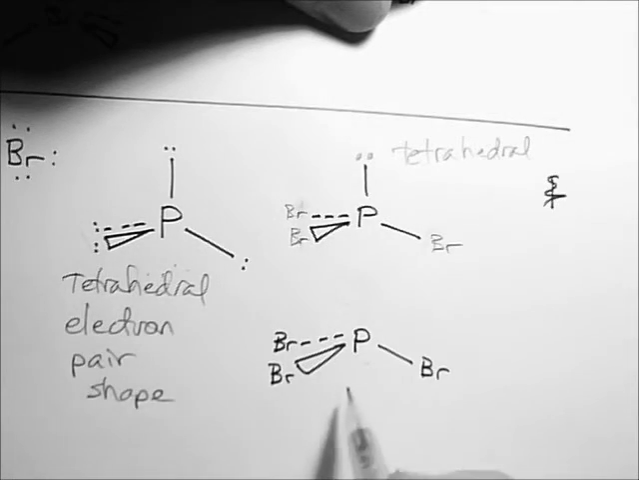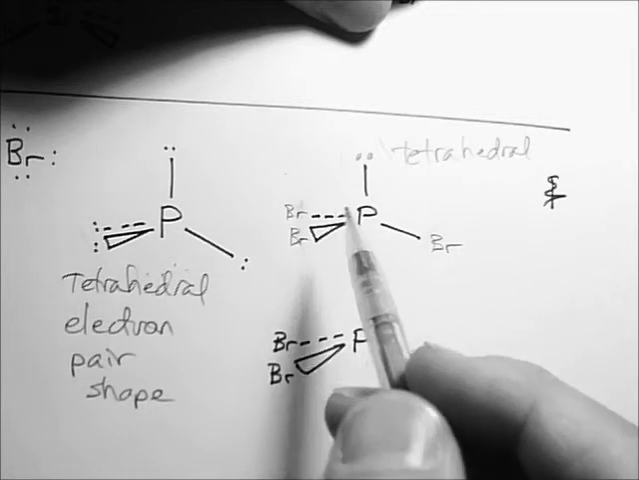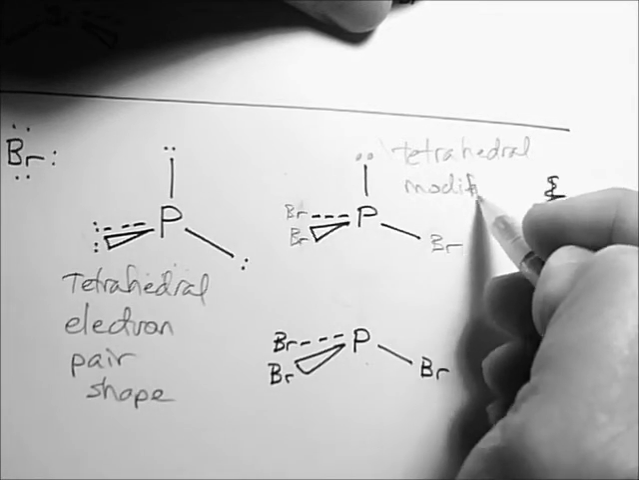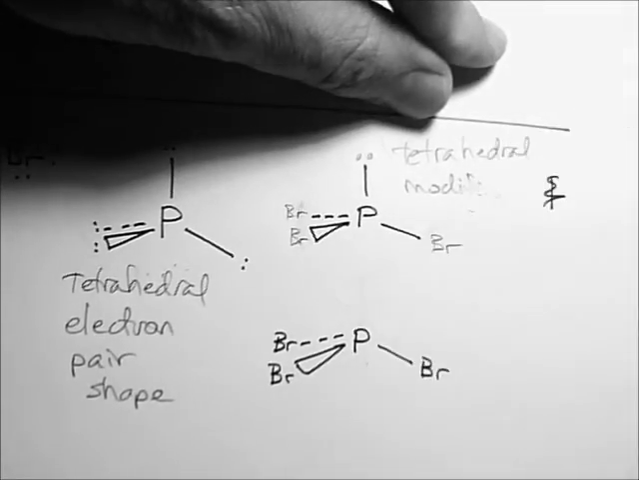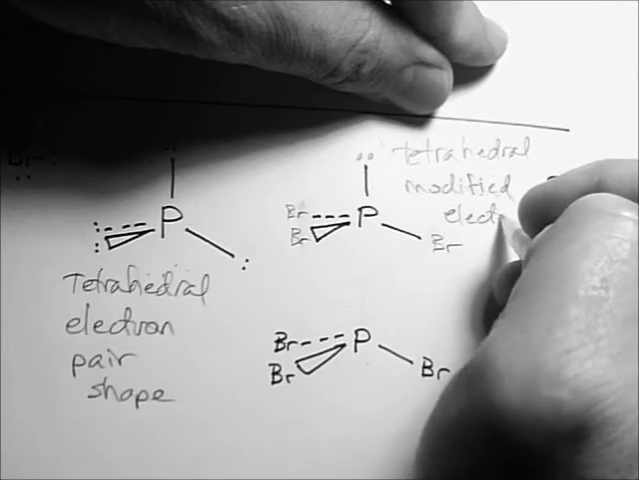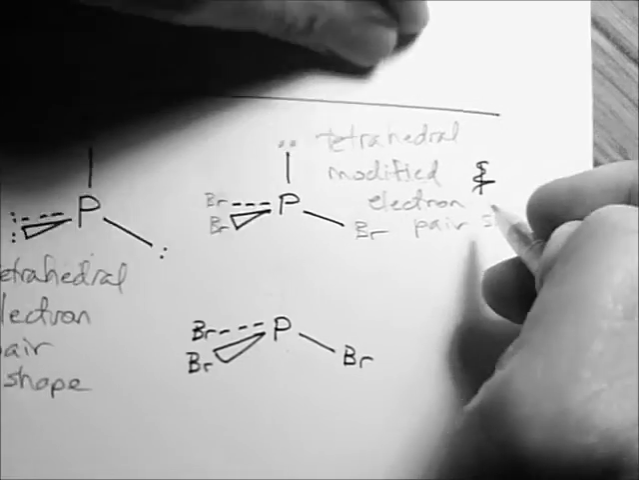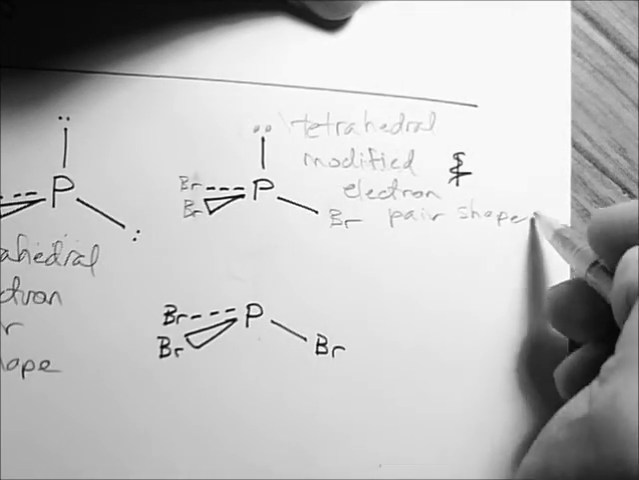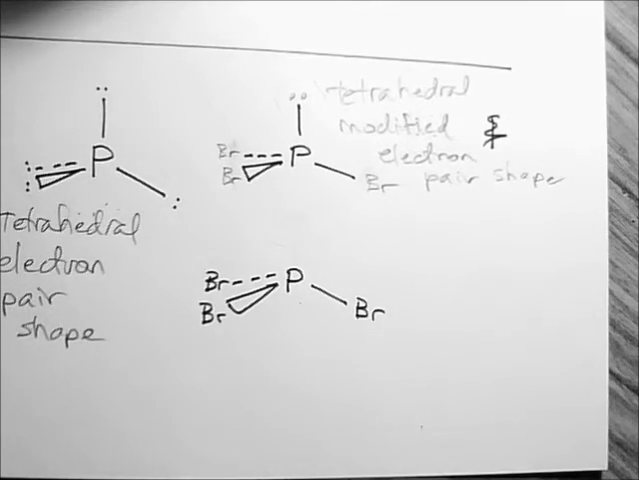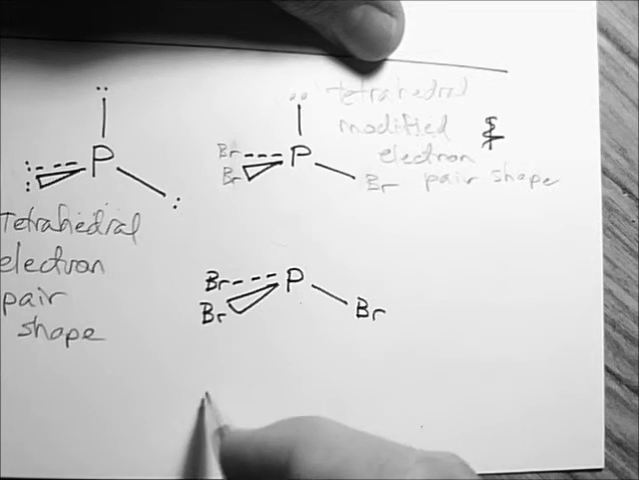No, this is not molecular yet. If we still have electron pairs on there, it's not molecular yet. This is a modified electron pair shape. Modified. But now this last structure, we did get rid of all the electrons. So since all the electrons are gone, this is a molecular shape.